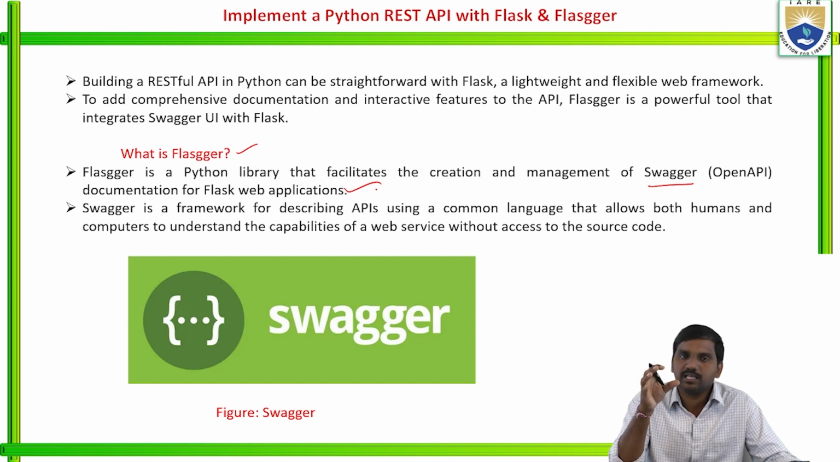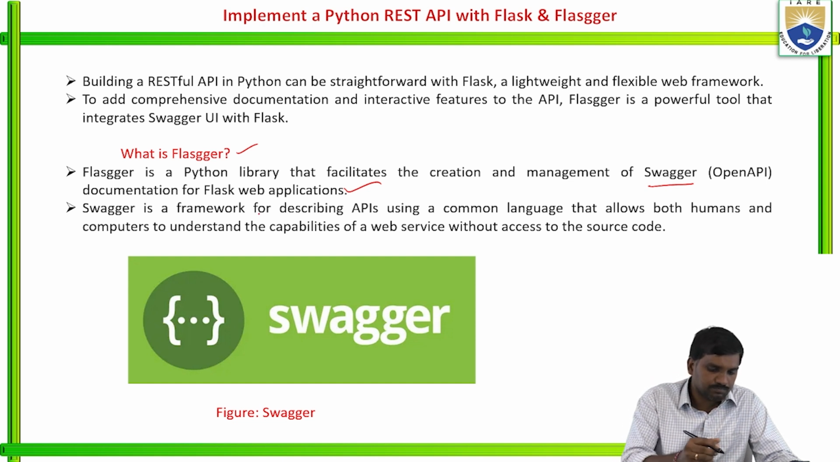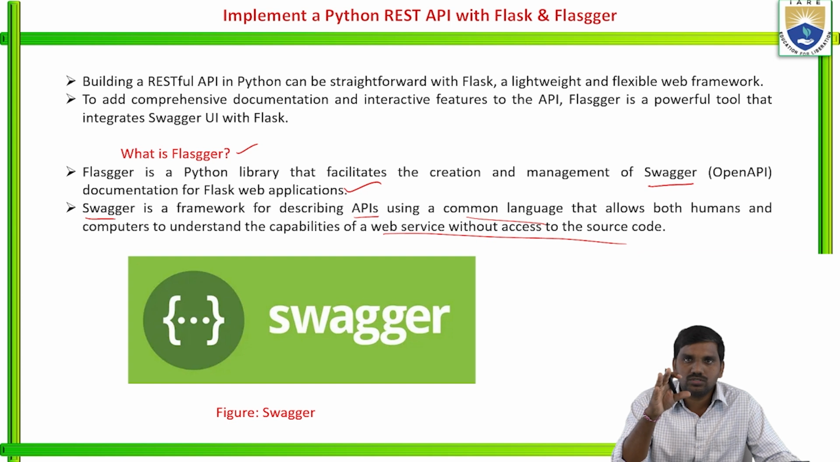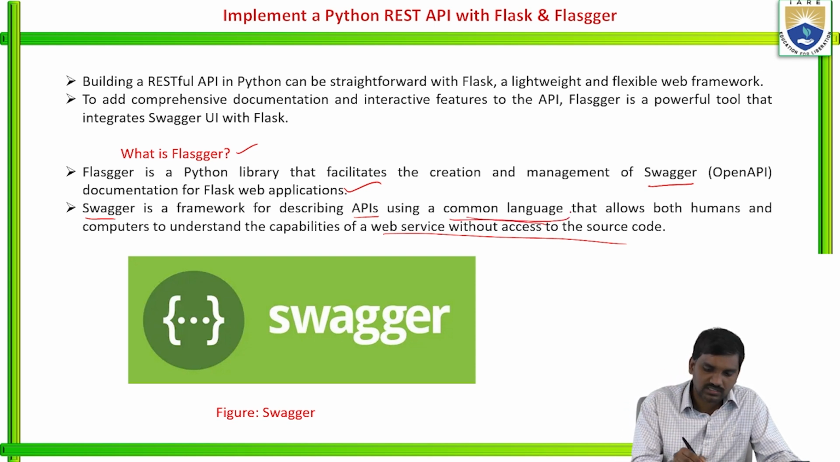In order to develop web content or web applications, we need an application programming interface, that is an API. Swagger is a framework for describing APIs using a common language that allows both humans and computers to understand the capabilities of the web services without access to the source code. So here we talk about Flask and Flasgger, along with Swagger, a framework for describing APIs using a common language. Our agenda is to implement a Python REST API using Flask and Flasgger, and the common language we are using is Python.